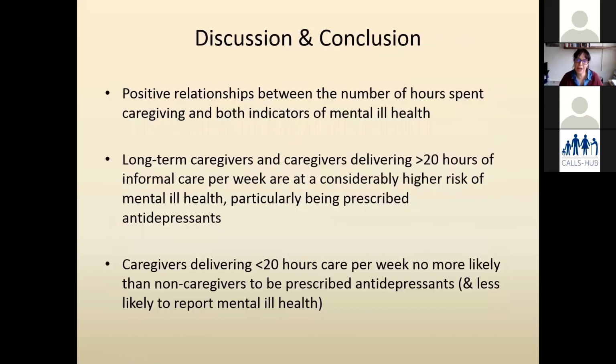So how do we try to interpret our findings? We find positive relationships between the number of hours spent caregiving and both indicators of mental ill health. We found that long-term caregivers, but there is a caveat, we don't really know what happened between these two censuses, but if we assume they are long-term caregivers, those who have been caregivers at both time points and those who deliver more than 20 plus hours of informal care are at a considerably higher risk of mental ill health on both measures that we used.